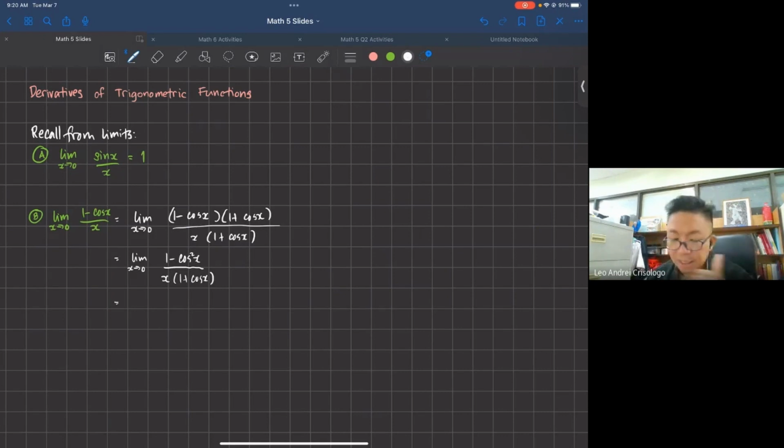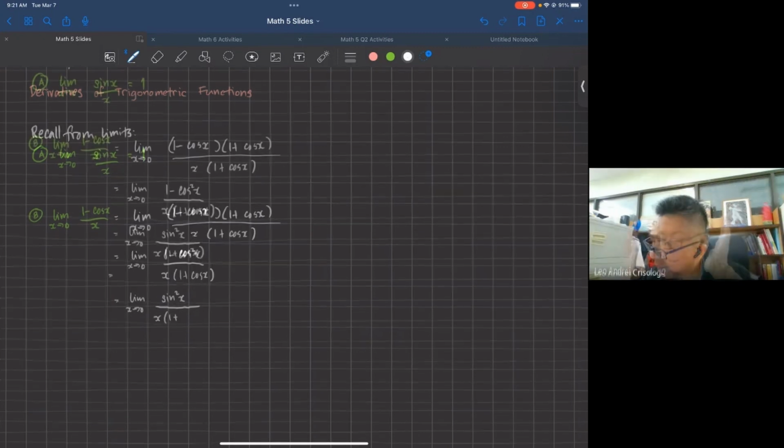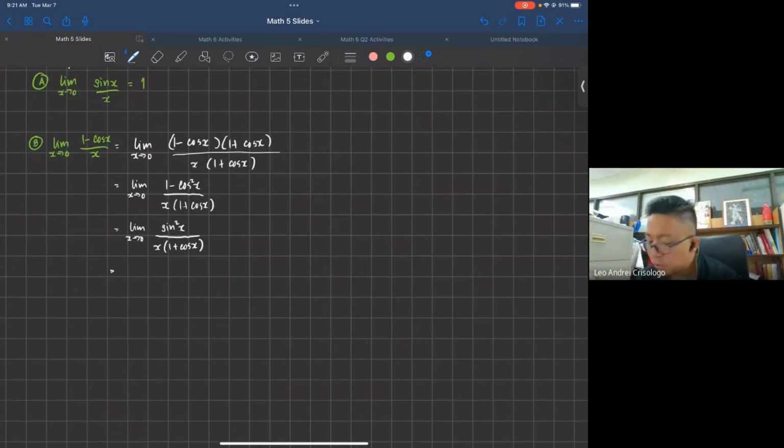Pero, ano ba ang 1 minus cosine squared x? Pakilagay sa chat. It will be sine squared x. Huwag na nating parang split yung difference sa mga mali. Kung mali, huwag tayong mahiya. Okay lang yun. We write this limit as x approaches 0 of sine squared x over x times 1 plus cosine x. Ang gagawin natin ay split natin yung sine squared x sa numerator para maging sine x over x times sine x over 1 plus cosine x.